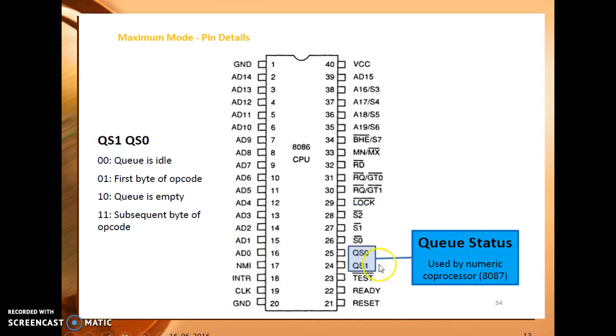Then QS0 as well as QS1, which are used by the numerical coprocessor. 00 means queue is idle, 01 means first byte of opcode, 10 means queue is empty, 11 means subsequent byte of opcode.